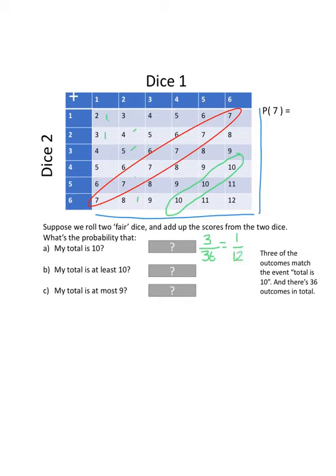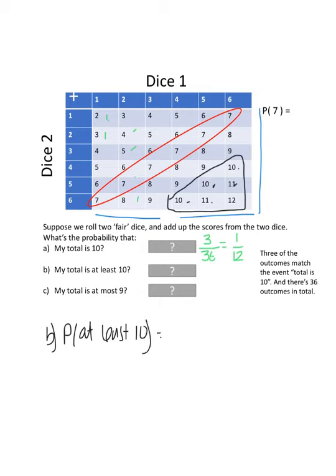Now B says that the total is at least 10. At least 10. So that means you want a total of 10, 11 or 12 or more. So at least 10 would be these numbers here. And we have 1, 2, 3, 4, 5, 6 possibilities for B. So the probability of at least 10 would be 6 out of 36. We'll cancel down to give us 1/6.